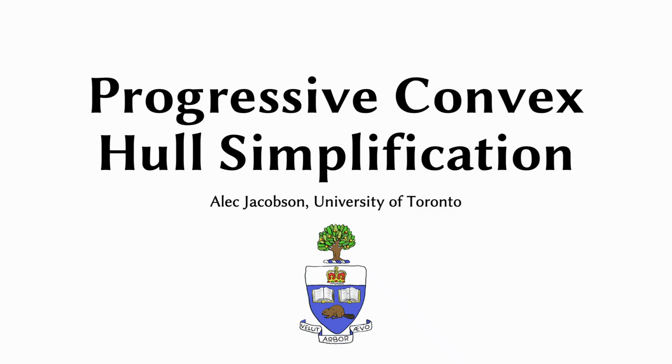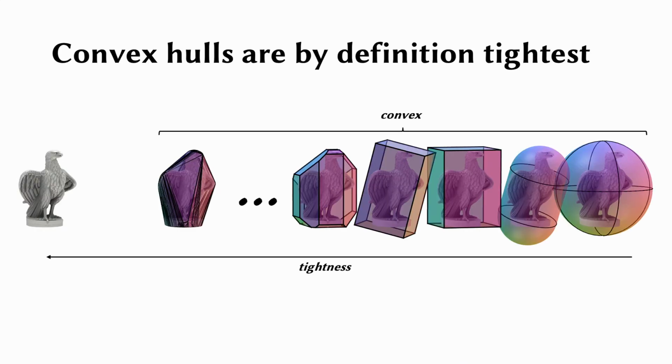Thank you, Stephanie. I'm here to present progressive convex hull simplification. Convex hulls are, by definition, the tightest convex shape that we can fit around an input object, even if the input object isn't convex. We can line up a bunch of different convex containment objects, starting with a bounding sphere, to a bounding capsule, to a bounding cube, to an oriented bounding box, to k-dops, where we fit a given set of planes, all the way down to the convex hull being the tightest convex object.